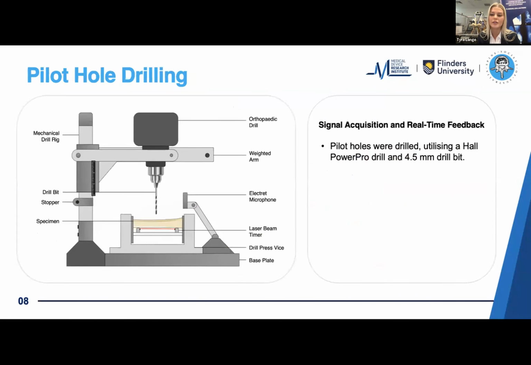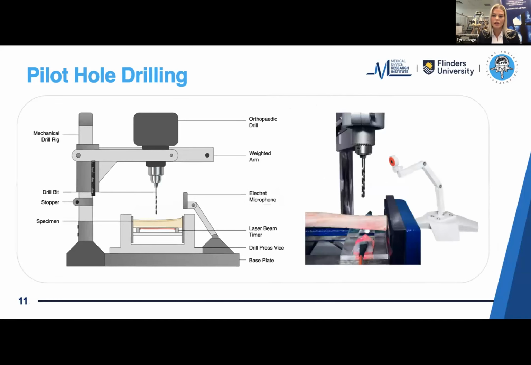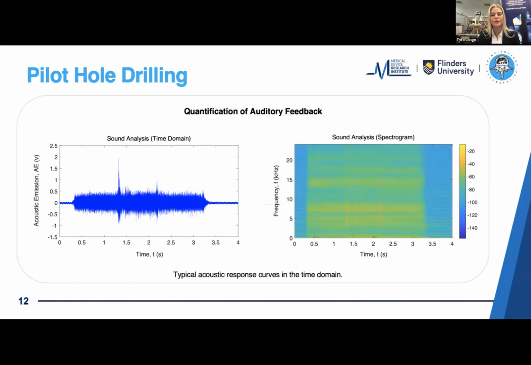Pilot holes were then drilled into the bones utilizing a Wolf Power Pro drill and a 4.5 millimeter drill bit. And the acoustic emission, or the drilling sounds, were captured at 48 kilohertz by a custom sound sensor module. A laser beam timer was then implemented to detect the time of far cortex breach. So this setup for bicortical drilling allowed the exact time the drill bit plunged through the far cortex, breaking the beam, to be determined, which was denoted by T laser, or time laser. And as such, the auditory feedback could be quantified.